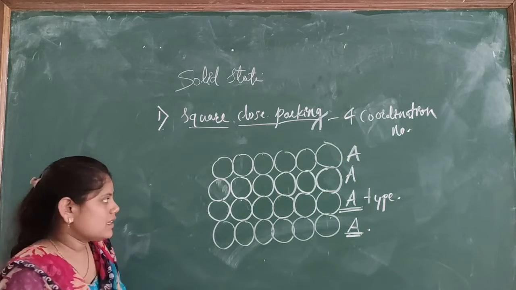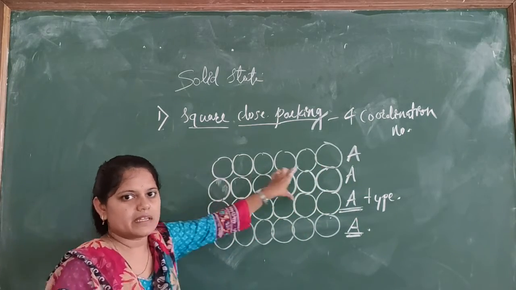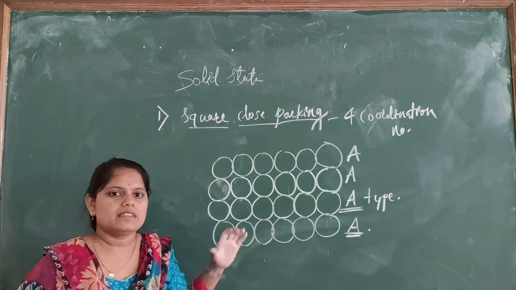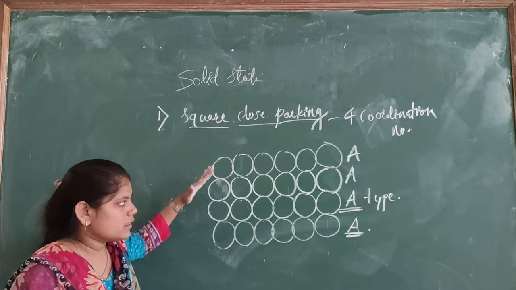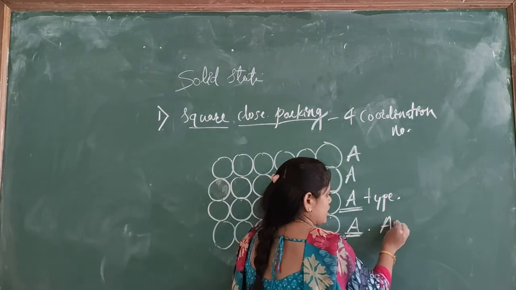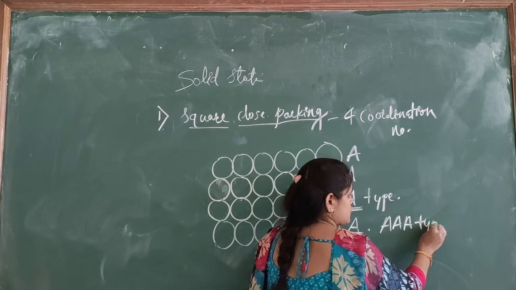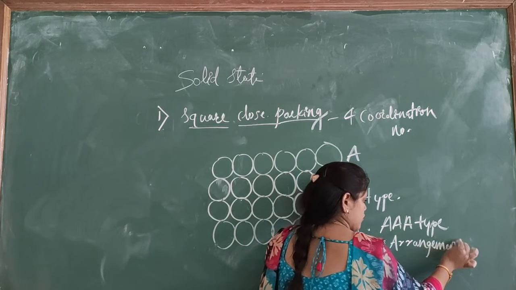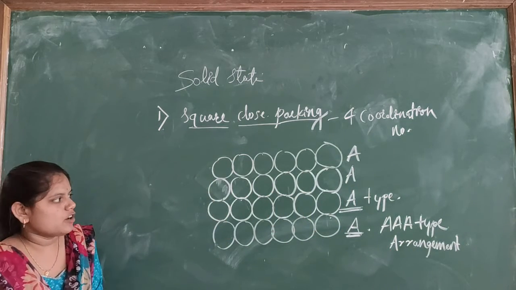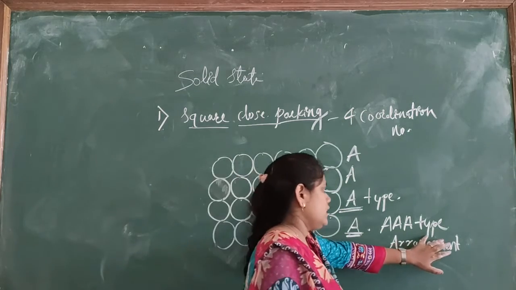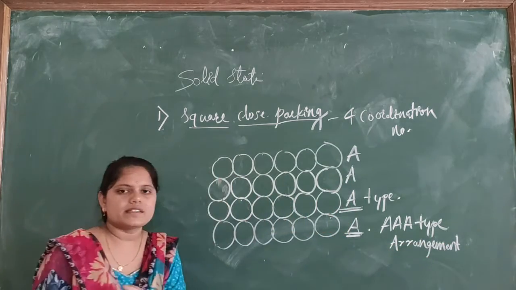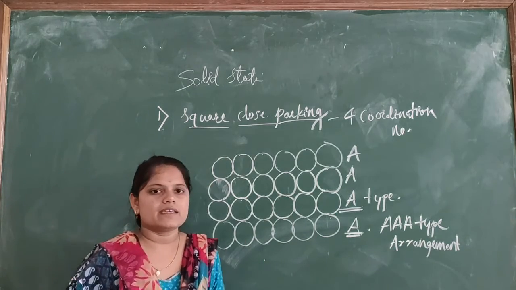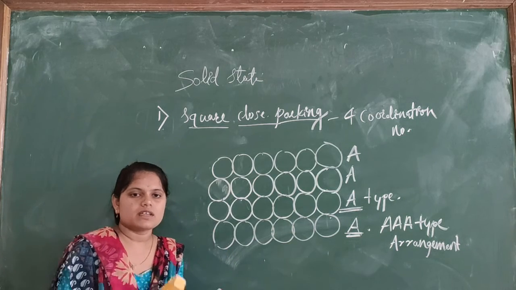If I place a row of spherical atoms in similar manner, one above the other, there is a formation of AA type arrangement. This type of arrangement of the spherical atoms, we call it an AA type arrangement, or we also call it a square close packing arrangement. I hope you understand what is meant by a square close packing.